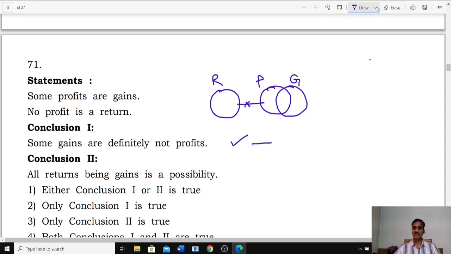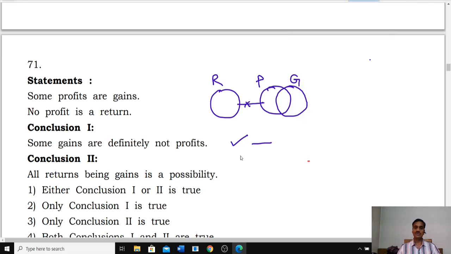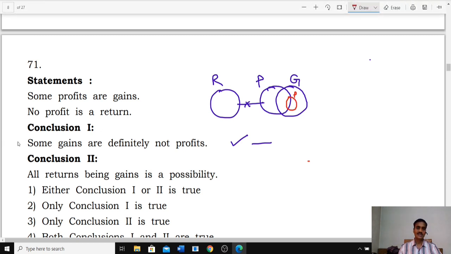First one, not definitely true, so we need to go for an alternate diagram. Some gains are not profits. All gains are profits. Then profit must be here. Now profit must be at this place. Hence alternate diagram proven, previous conclusion will be false.